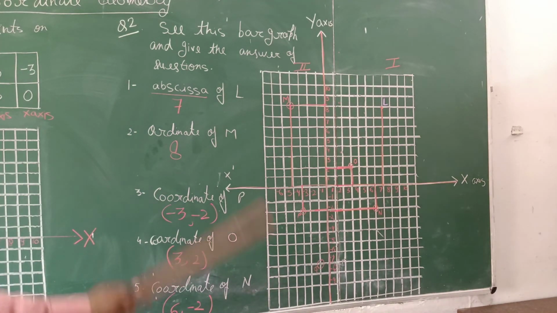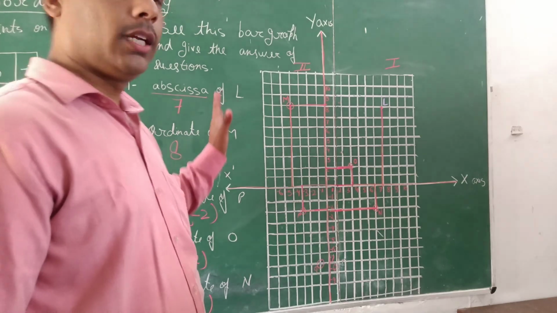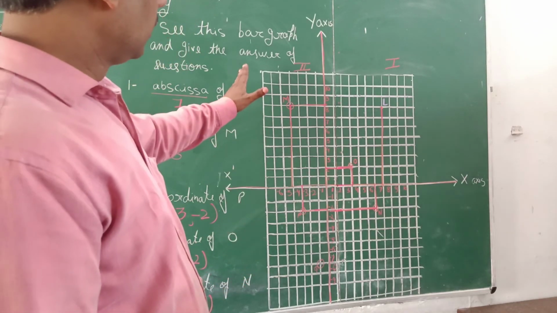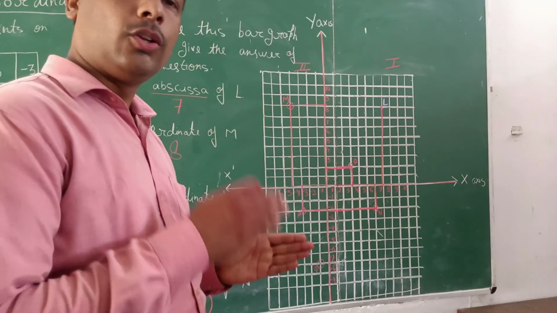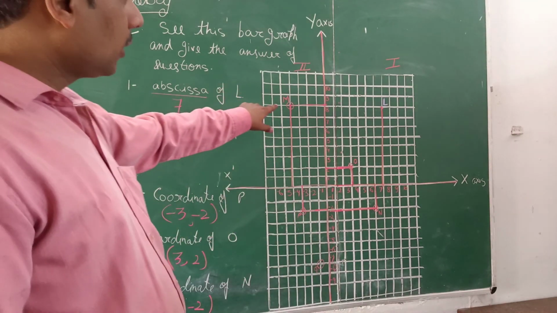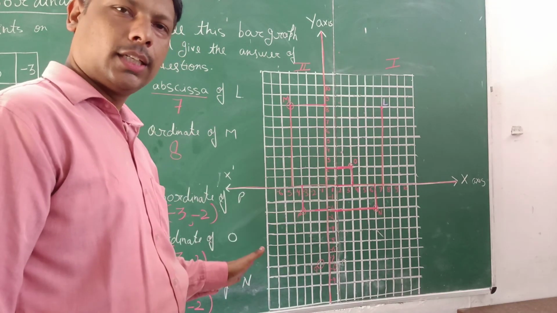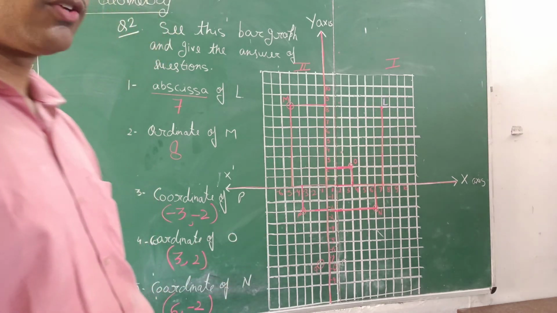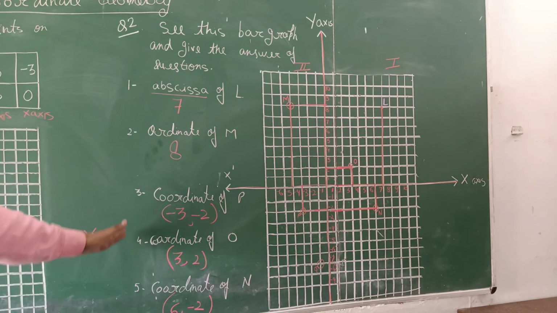Right? So this is your question number 2 of exercise 3.2. You will write it in your notebook. Paste the graph in your copy. Take a small piece of graph paper, mark the points as you are seeing here and then paste it in your copy. Write the questions and answers.